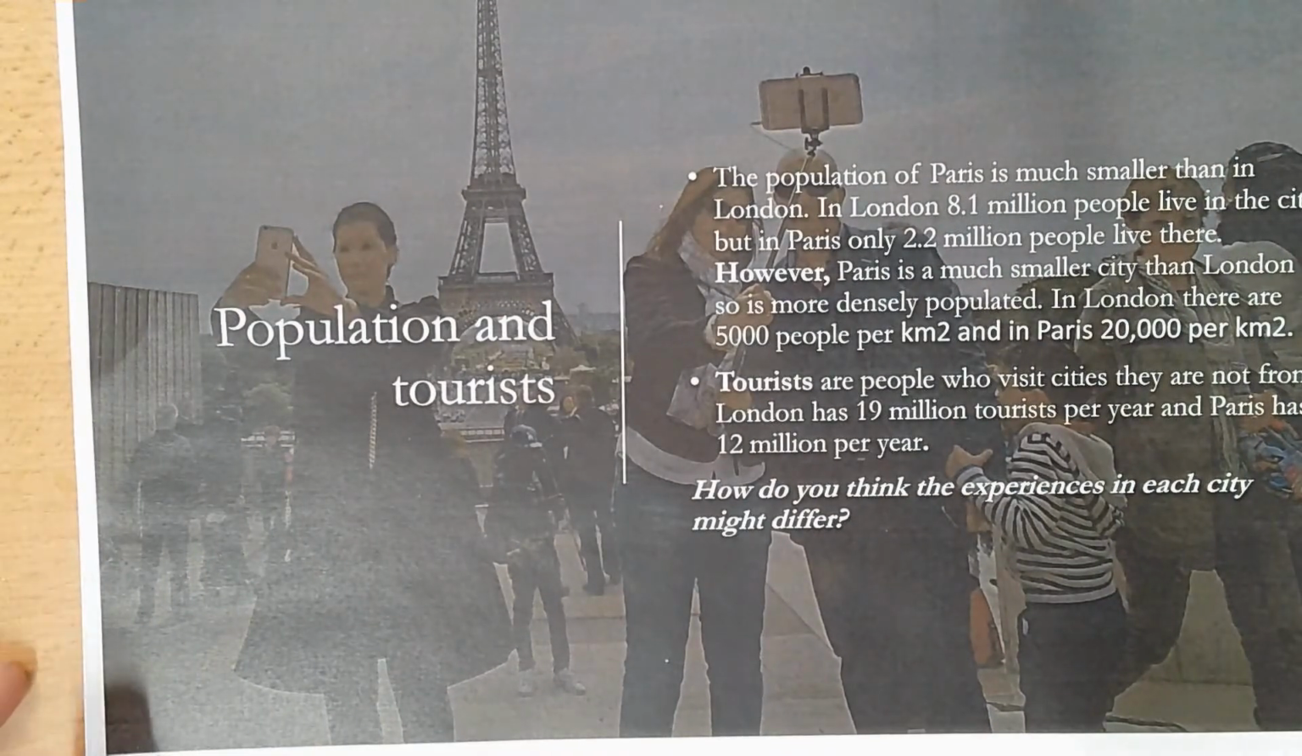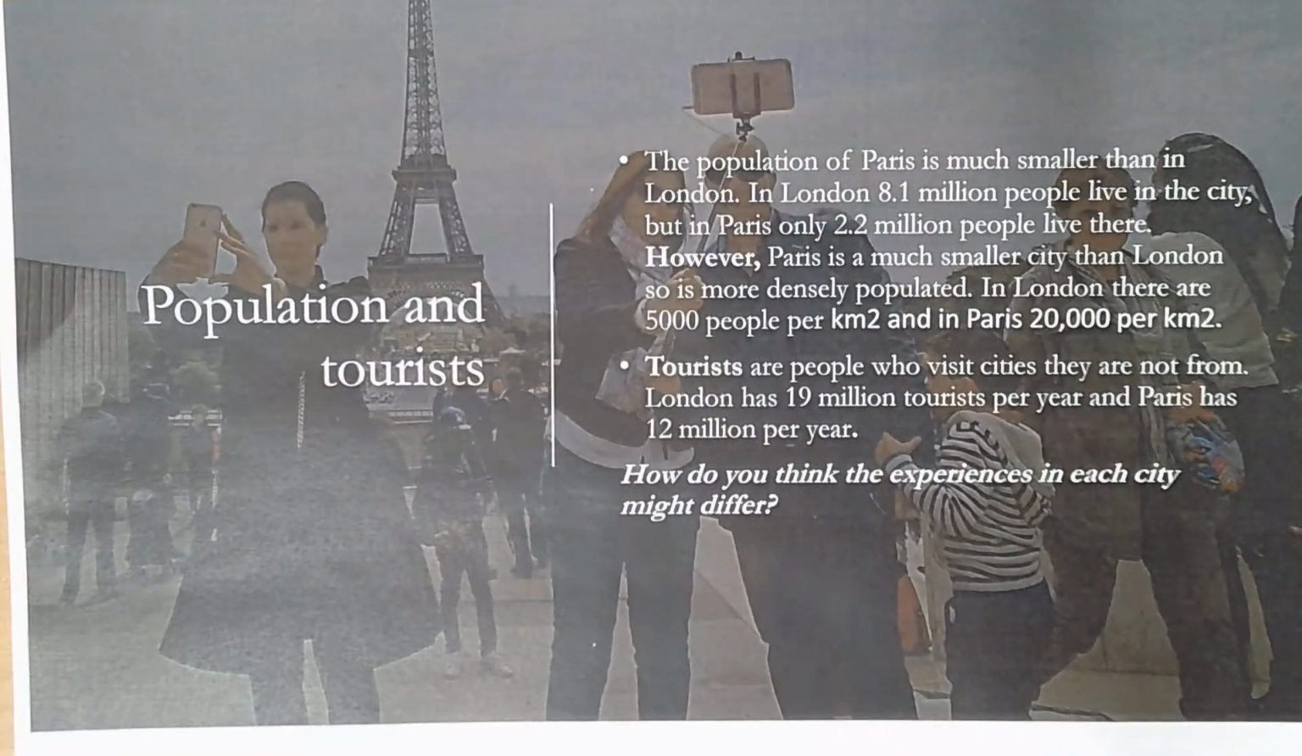Okay, population and tourists. The population of Paris is actually much smaller than London. In London, 8.1 million people live in the city, but in Paris only 2.2 million people live there. However, Paris is a much smaller city than London, so it is more densely populated. London is actually a lot bigger than Paris, and for that reason would have a lot more people living there. Paris is a lot smaller, and has 2.2 million people, but is more densely populated.